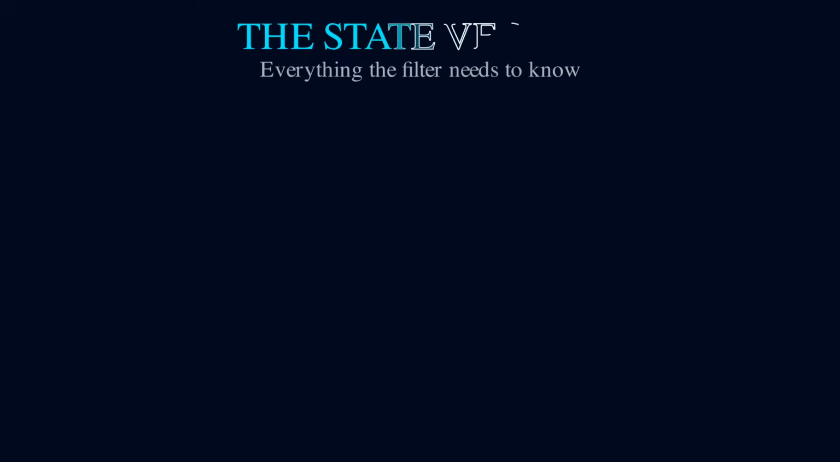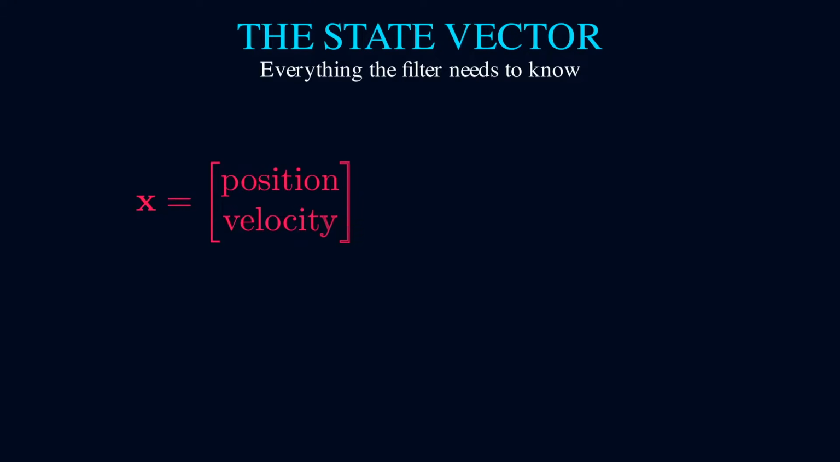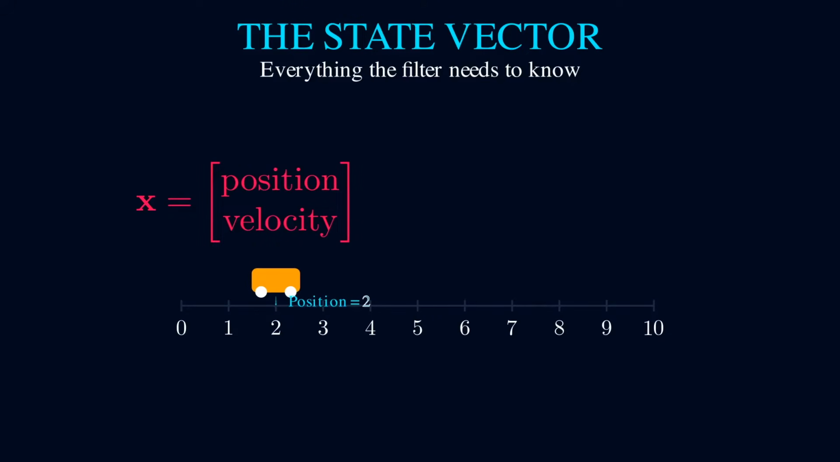To use the Kalman filter, we first need to define what we're tracking. This is called the state vector. For a simple example, our state vector x contains two things, position and velocity. Think of a car on a number line. Its position tells us where it is, and its velocity tells us how fast it's moving. Together, they form a complete description of the car's state. In our example, position equals 2 and velocity equals 3 meters per second. Watch as the car moves along the line, its state changing over time.